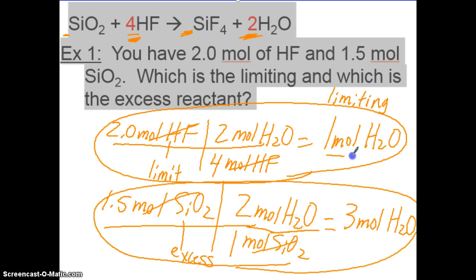It's not necessary to go beyond moles of H2O, because in both these cases, if we did change it to grams, we would just do one more step, and mathematically it would make both of them proportionally the same. So it only makes sense to stop at moles. And if we had chosen SiF4, if you'd like to, you could try it yourself, but you would come up with the exact same answer for which one is limiting and which one is excess.